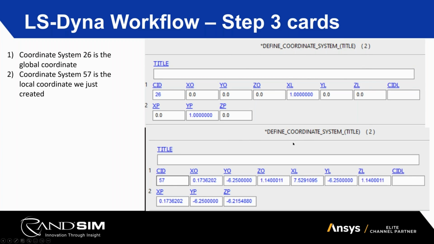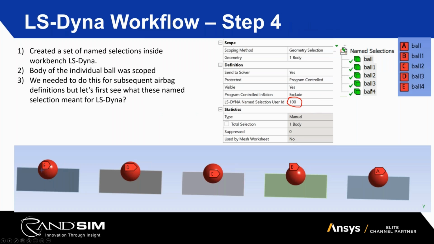Okay, and next I'm going to generate a bunch of name selections, each scoping to the body of the ball. I have 5 different balls. And you notice now I have a selection ID here, right? So why did I do this? The reason I did this is so that I can tell the later step of the model to use these IDs to do something with them, right?